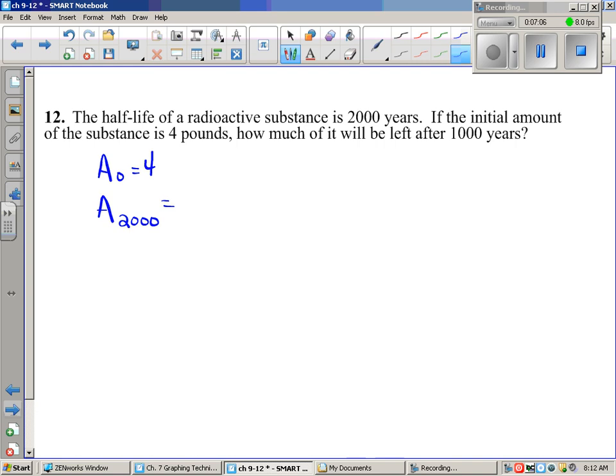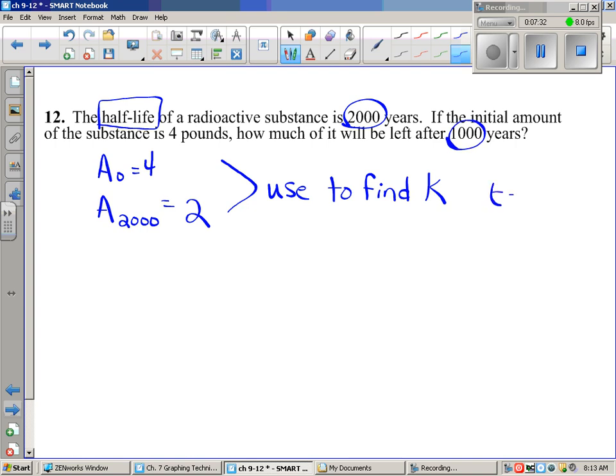How do I know that? Because it says half-life, right? That means that half of its value happens at 2,000. So that means that half of 4 is 2, and so that must mean what happens after 2,000. And we're going to use this to find k. And then once I have that information, once I have that constant k, then I can determine what happens when time equals 1,000. Okay, so there's a couple steps to this.